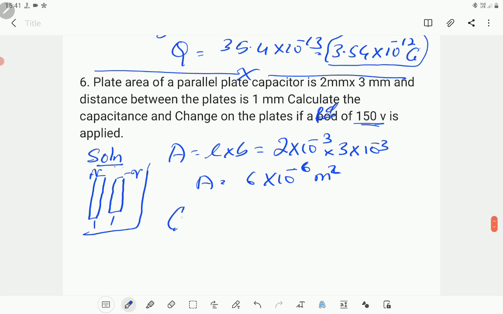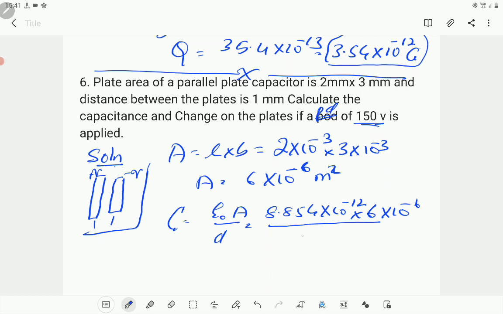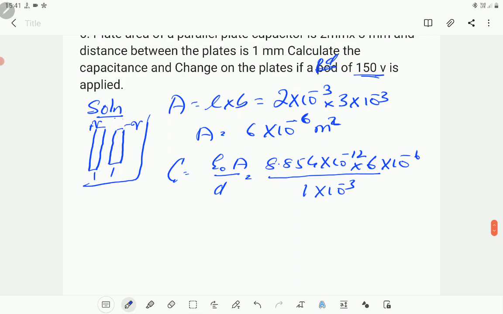Now simple, capacitance is epsilon naught A divided by D, and epsilon naught is 8.854 10 to the power minus 12 into area. What is area? 6 10 power minus 6, whole divided by separation 1 mm, 1 10 power minus 3 meter. So the value of capacitance C, by my calculation, is coming around 5.31 10 to the power minus 12 farad. The value of capacitance.